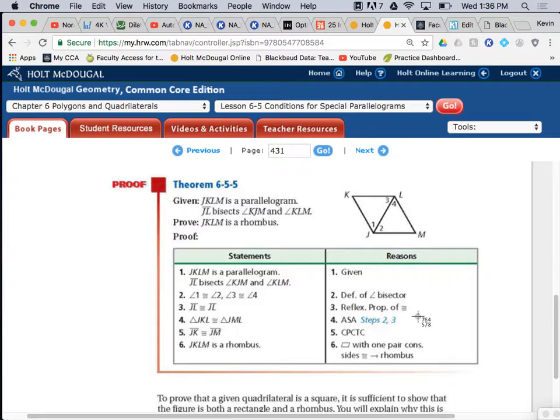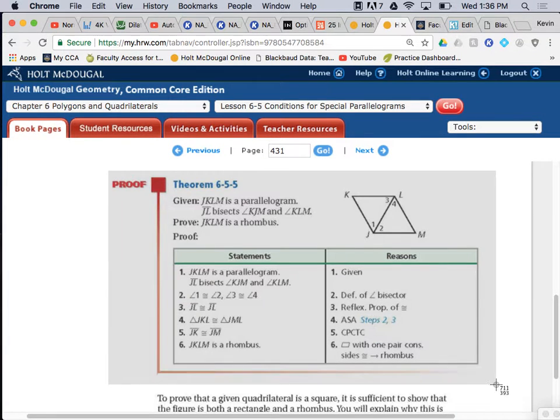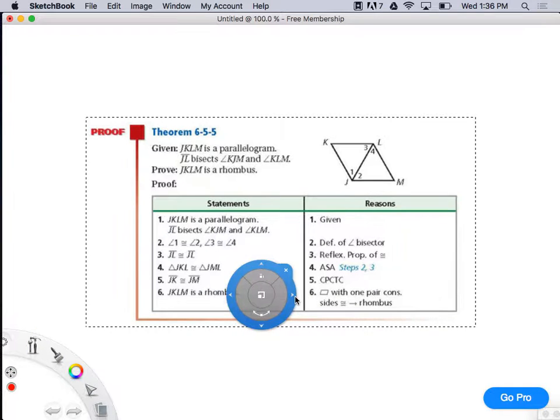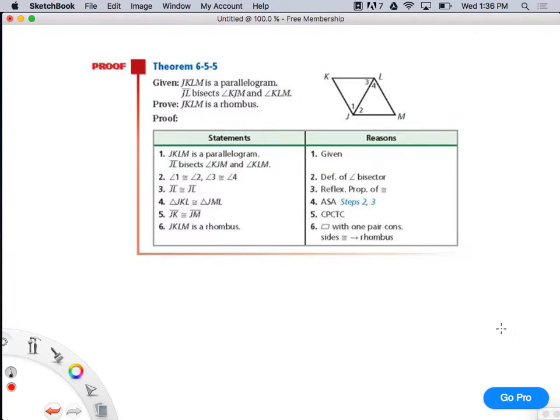Okay, so this is actually a proof. We're not going to do a proof, but I'm going to talk this over with you. So let's take a look at it. It says, given JKLM is a parallelogram, JL bisects angle KJM and angle KLM. So let me show that. The diagonal bisects these two angles. So there you go, bisects there and bisects there. It says JKLM is a rhombus.